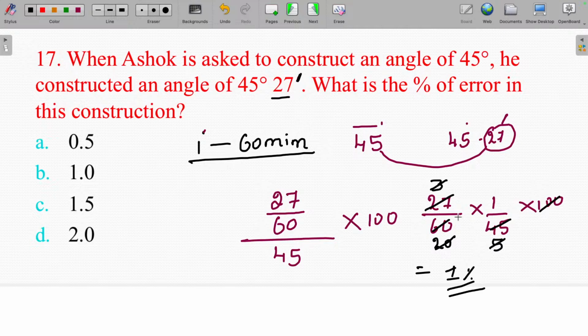1 degree is equal to 60 minutes. This is the meaning of minutes. So to convert minutes to degrees, 1 degree is equal to 60 minutes. Remember this. If I write like this, it is in minutes. Remember this. I hope it is clear till now. Yes, sir. Next question.